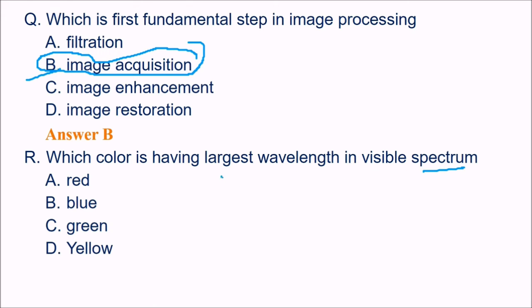Next is, which color is having largest wavelength in visible spectrum? Largest wavelength means lowest frequency. So what will be the answer? You got it right. It is red. We have seen this in the earlier question also.